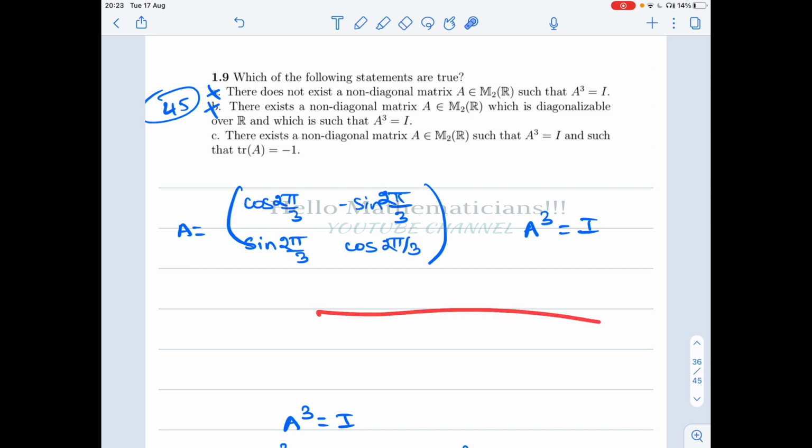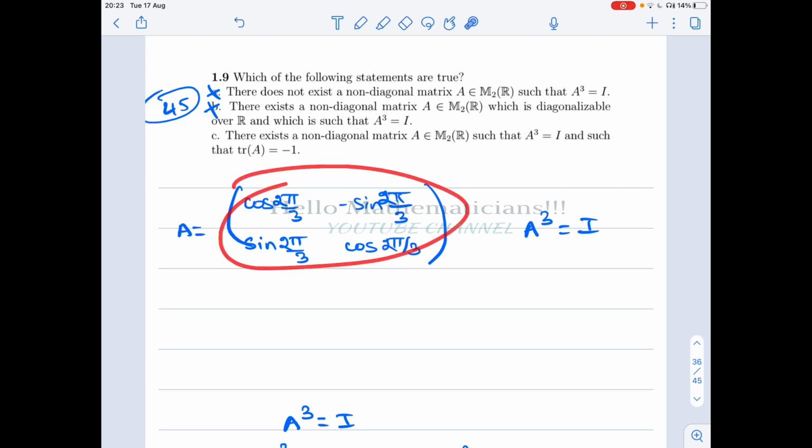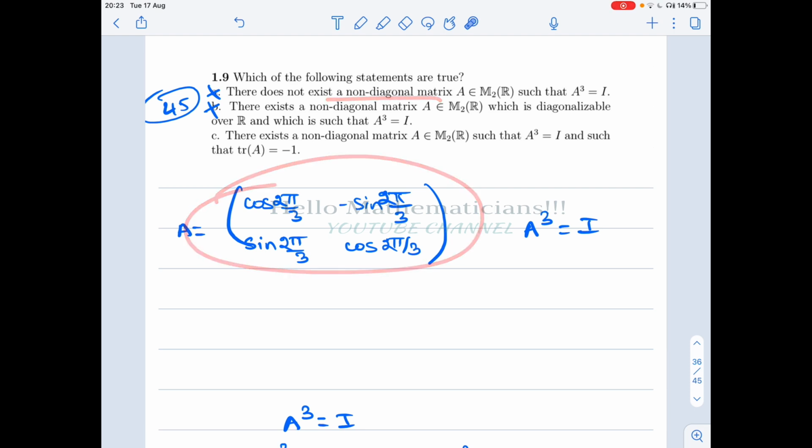If you rotate by 120 degrees, a vector will first go to 120 degrees, then 240 degrees, then it will come to 360 degrees. So the third time it will come back to identity. And you will get a non-diagonal matrix. It is a 2 by 2 non-diagonal matrix whose cube will be identity. Therefore they are saying there does not exist, but there exists. Therefore this option is wrong.